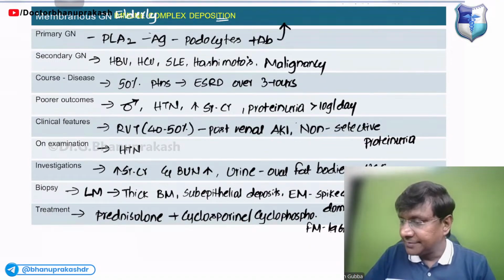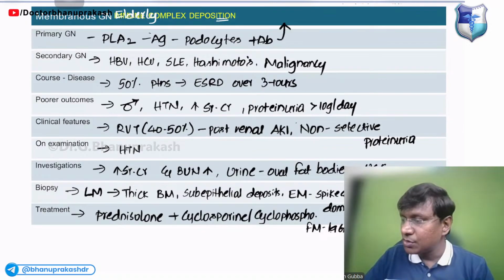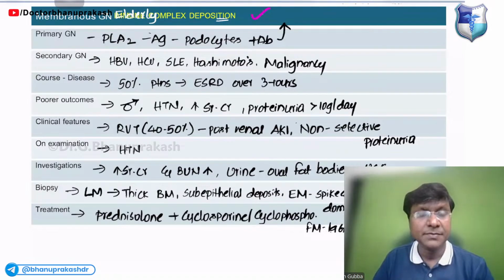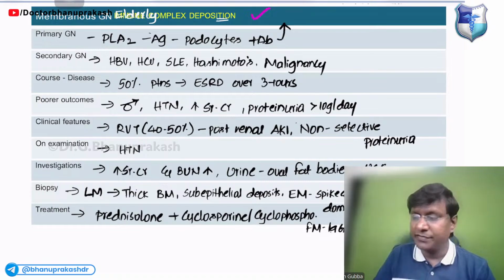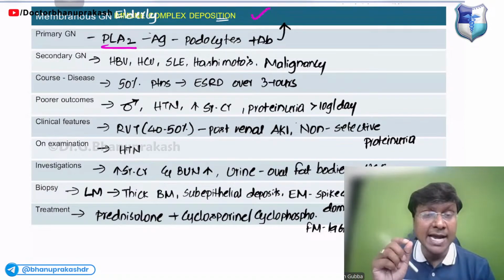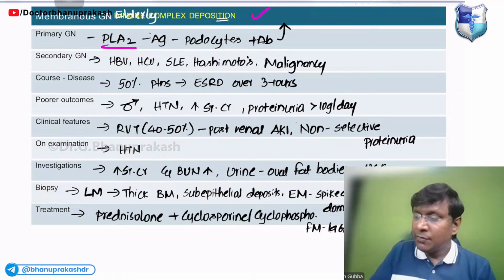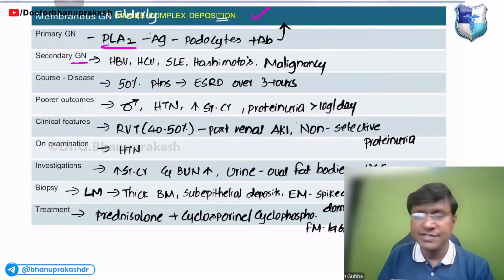Okay. Then coming to membranous glomerulonephritis. This is more common in elderly individuals, where you have the presence of immune complex deposition. It is of two types, primary and secondary. In primary, the abnormality is that an antibody is formed against the phospholipase A2 antigen, which is present on the podocyte. Whereas secondary membranous glomerulonephritis is secondary to infections like HBV and HCV.